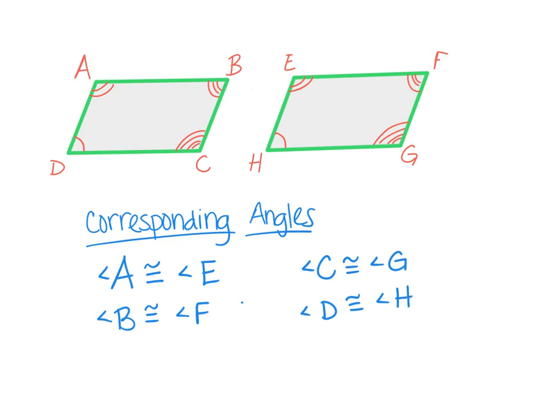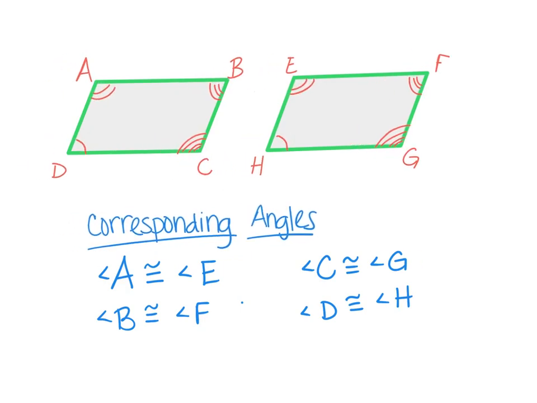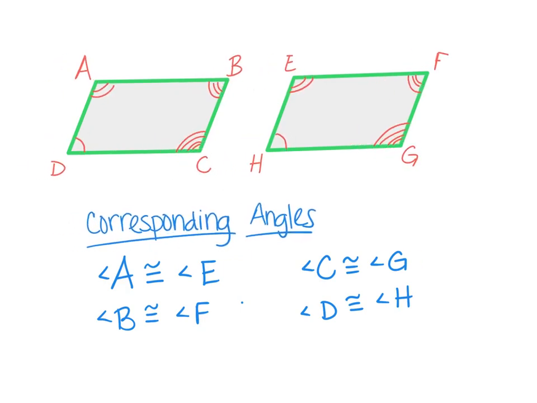If I were to slide parallelogram EFGH right over and line it up exactly with ABCD, you would see that A and E would line up exactly with each other, B and F would, C and G would, and D and H would all line up exactly with each other.